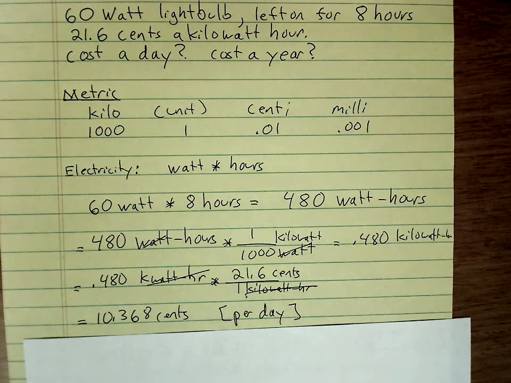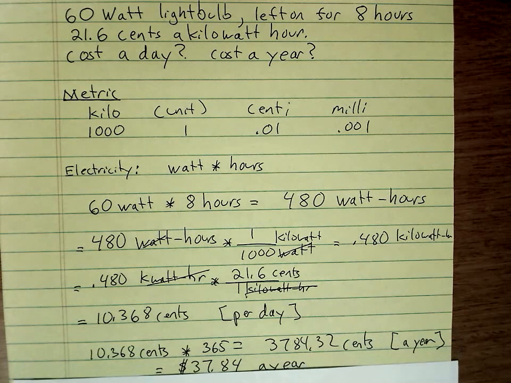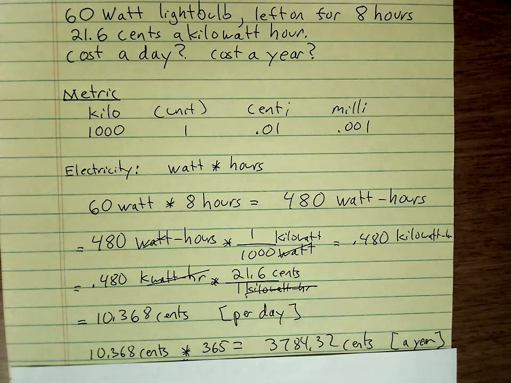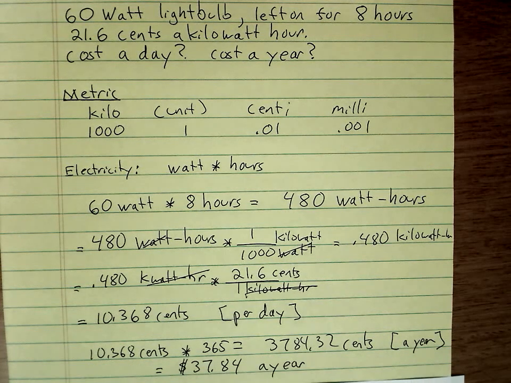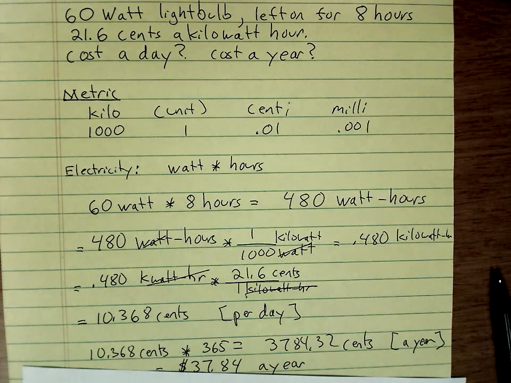Now before you throw a dime at whoever's fussing about the light bulb, if we do that every day, 10.368 cents a day times 365 days, we end up with 3,784.32 cents in a year. And obviously that would be $37.84 a year. So it actually is a waste of money to leave the bulb on. Small for one day, but we all should try to be efficient with our electric usage.